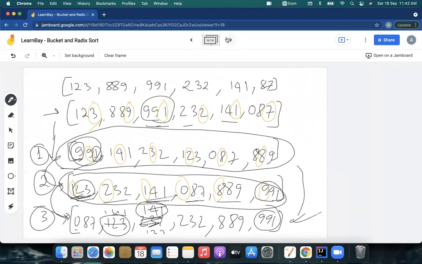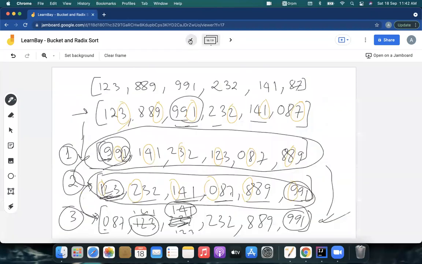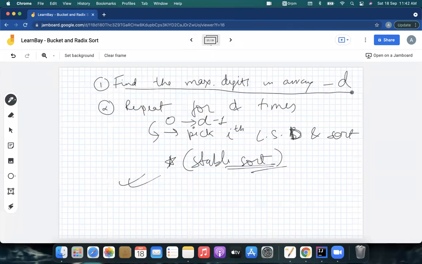So now that you know radix sort, let's come to the algorithm. Find the maximum number in the array. You find how many digits it has. Let's say that is D. Iterate from 0 to D minus 1. Pick the least significant digit and sort with respect to that. How will you sort with respect to that? You will use bucket sort, which we have already studied.